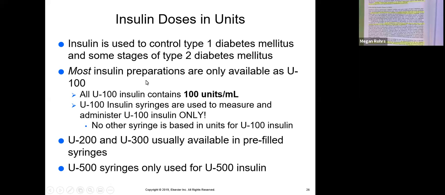It's also important to remember that insulin syringes should only be used to measure insulin. The only other type of syringe that we could use besides an insulin syringe to measure out U100 insulin would be that standard 1 ml tuberculin syringe, and that's because it measures to the nearest hundredth. We'll take a look at an example of some insulin calculations in just a little bit, in which you could use that 1 ml syringe.